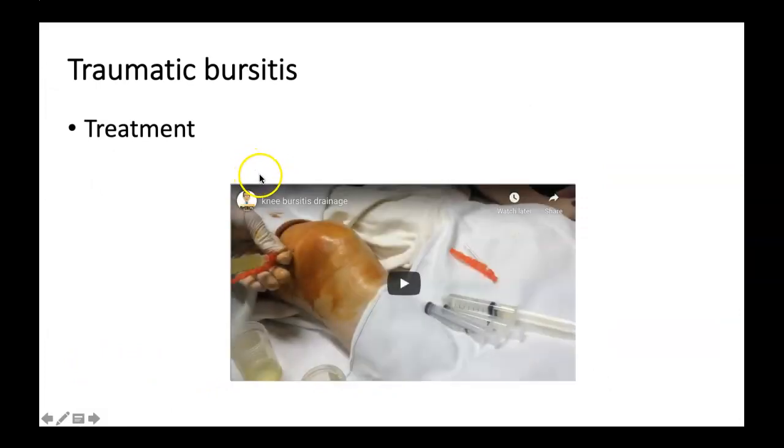All right, so how do we treat traumatic bursitis? Because what we know about traumatic bursitis is that it comes back. Like the person who comes into you with a traumatic bursitis, most often it's going to come back because they're not quitting that sport, right? So we can treat it multiple ways. We can pad it, right? So have the patient wear knee pads.